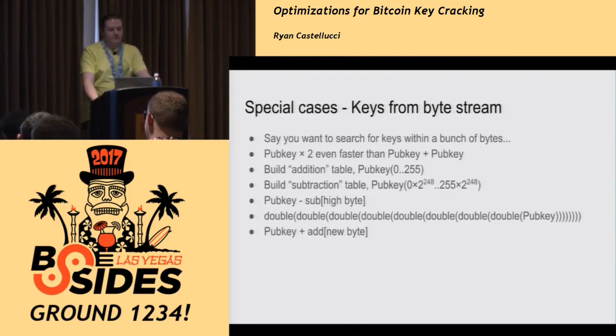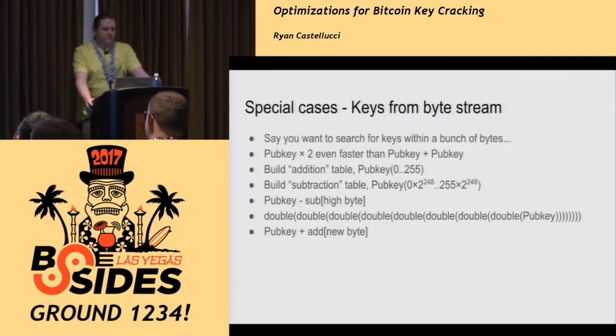And we go through, subtract the most significant byte multiplied by 256 by doubling 8 times. There's a slightly more efficient way to do this where I can just multiply by 256, but it's a pretty marginal improvement, and I haven't had time. And then once we've done that, we can add in the new byte.